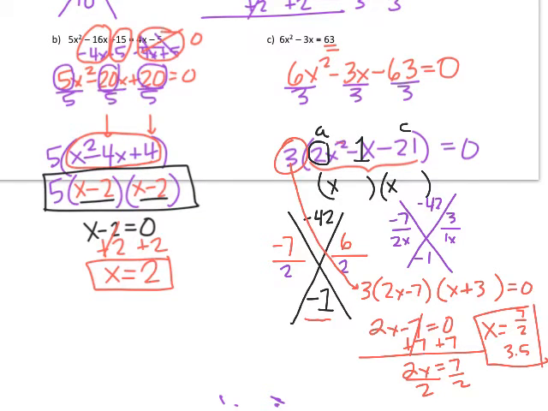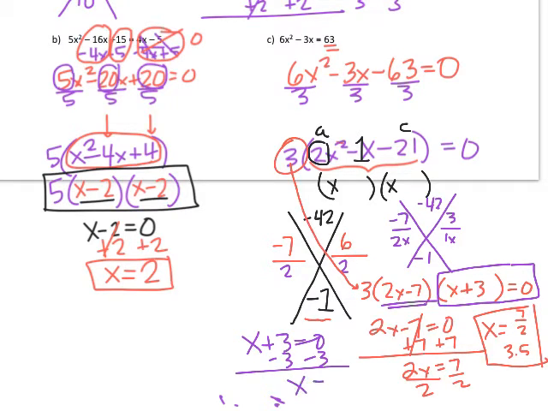Now I also have to do that same thing with x plus 3. I can't just set one of them equal to 0. Both binomials get set equal to 0. So x plus 3 equals 0. Subtract 3 on both sides, and x equals negative 3. Okay, so I have two solutions for problem C.